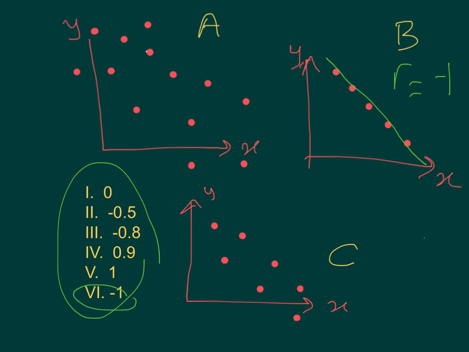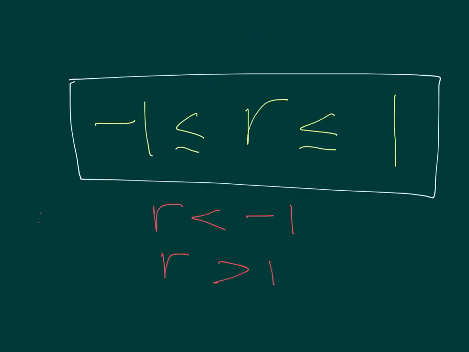Over here, the strength of C is stronger compared to A. So I would think R in this case is -0.8. Here is probably R equal to -0.5.